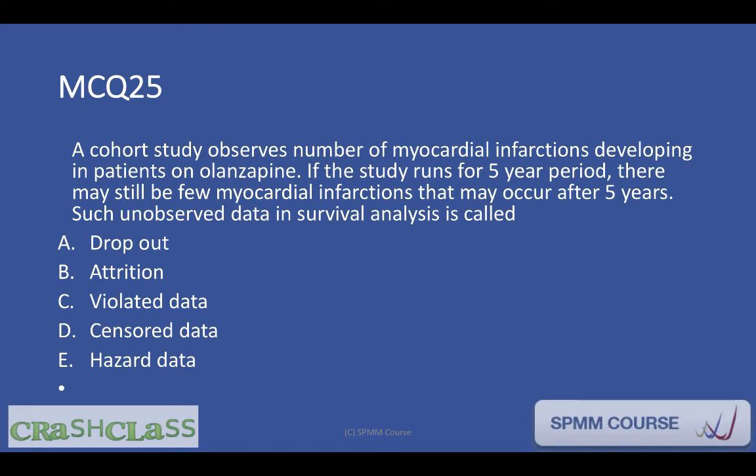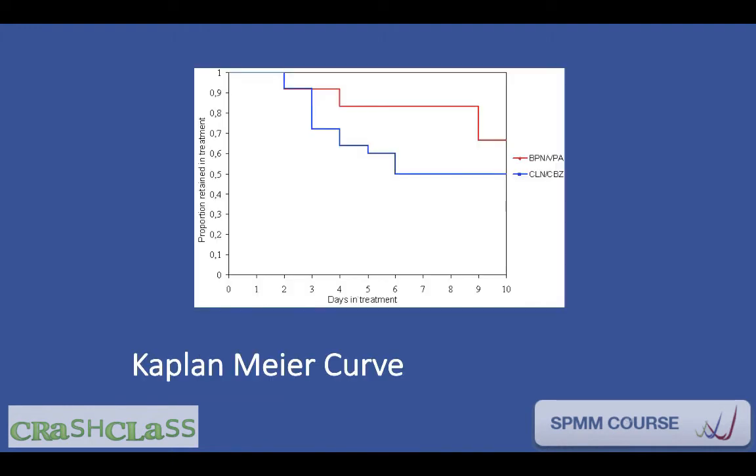A cohort study observes a number of myocardial infarctions developing in patients on olanzapine. If the study runs for a 5-year period, there may still be a few myocardial infarctions that occur after 5 years. Such unobserved data in survival analysis is called dropout, attrition, violated data, censored data, or hazard data? Look at this Kaplan-Meier curve. Let's assume this is a group you're observing for 10 days and some events are happening. Every step you see in a Kaplan-Meier curve is a time when some event of interest happens. So you drop the curve.